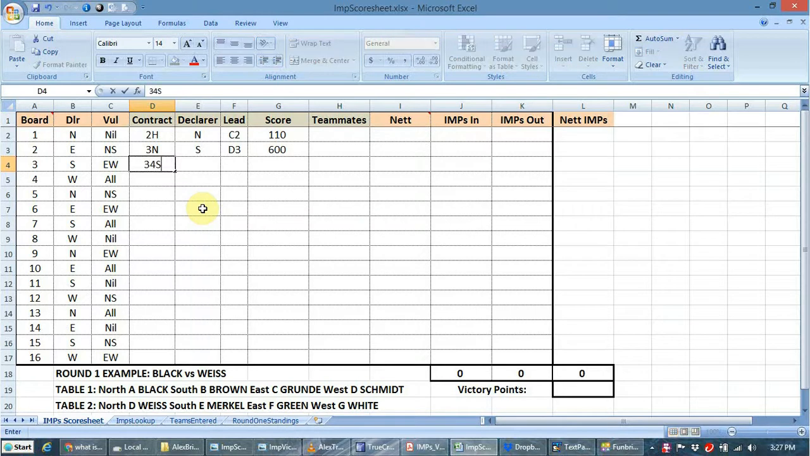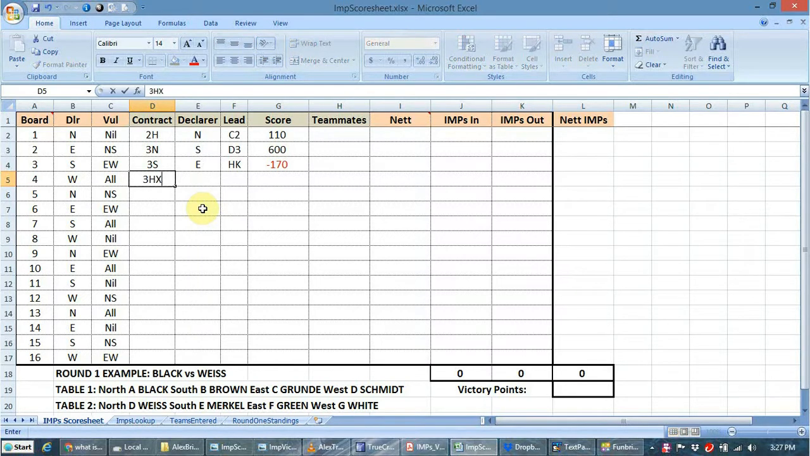On the next hand, we had 3 spades as the contract, and that was played by East, and the Heart King was the lead, and they made 10 tricks there. So we conceded 170 points, so our score is minus 170.